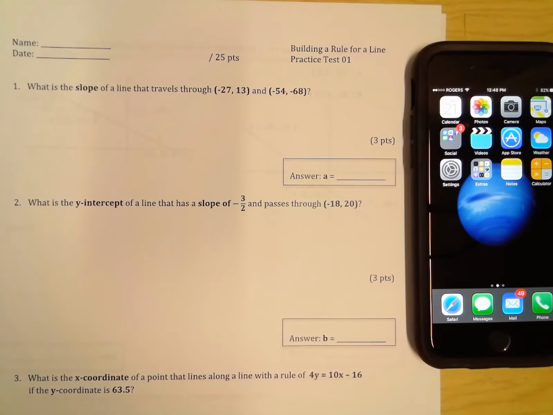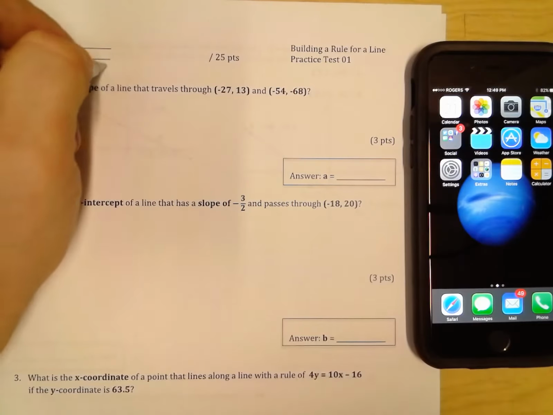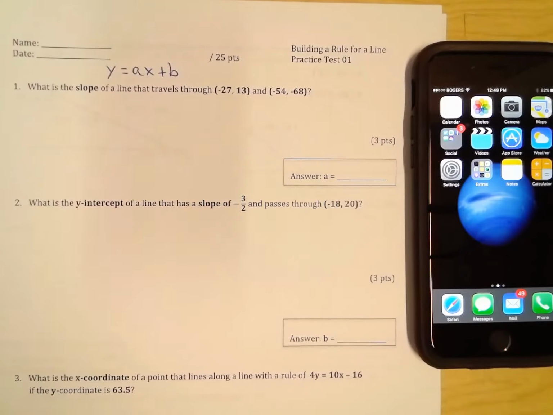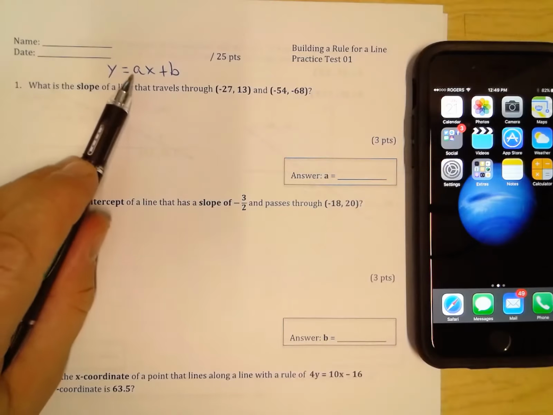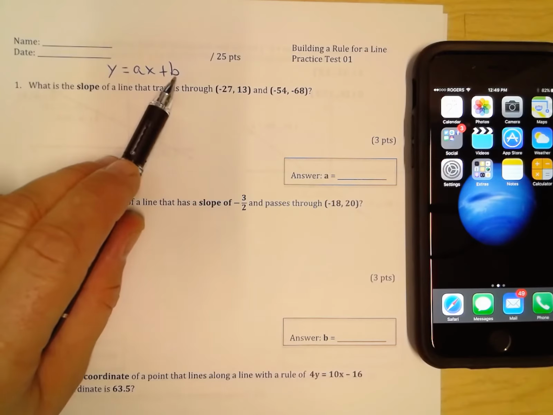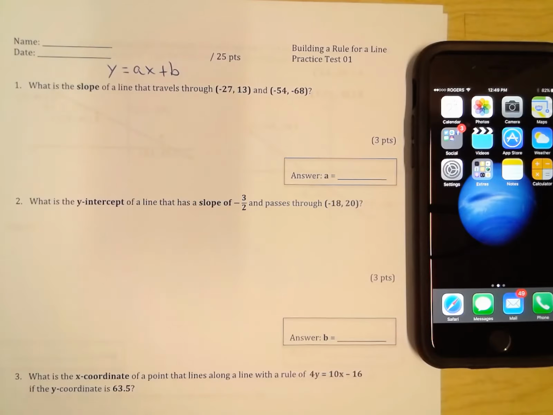We're going to be looking today at practice test 01 for building the rule of a line. And of course, when we see the words rule of a line, we know right away that we're going to be dealing with a very special formula. y = ax + b, where we know that a is of course the rate of change, or the slope of the line, and b is otherwise known as the initial value of the line.